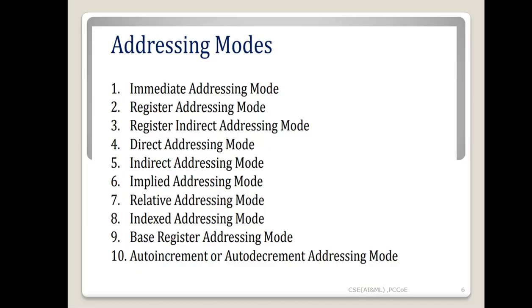There are different addressing modes which are displayed here. Let me read them one by one. The very first is the immediate addressing mode, register addressing mode, register indirect addressing mode, direct addressing mode, indirect addressing mode, implied addressing mode, relative addressing mode, indexed addressing mode, base register addressing mode, auto increment or auto decrement addressing mode. We will focus on the first 6 addressing modes.